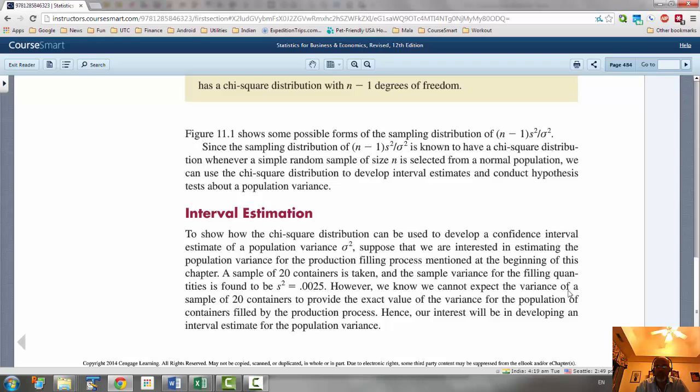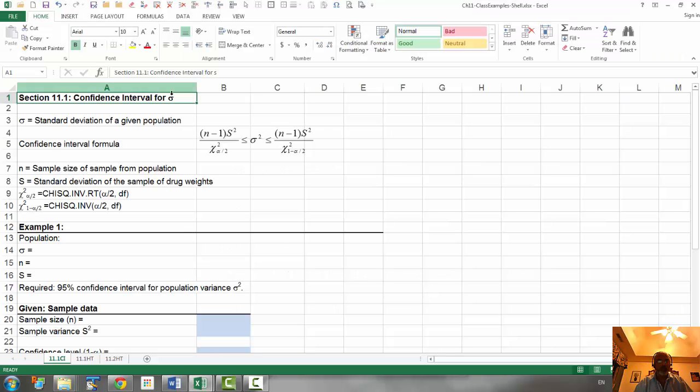However, we cannot expect the variance of a sample of 20 containers to provide the exact value of the population variance, so we want to develop a confidence interval. Okay, so now let's first define the parameters and the definitions, and then we'll develop a confidence interval. Here are the formulas. We've already gone over those.